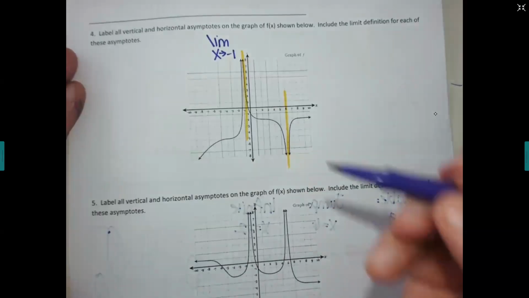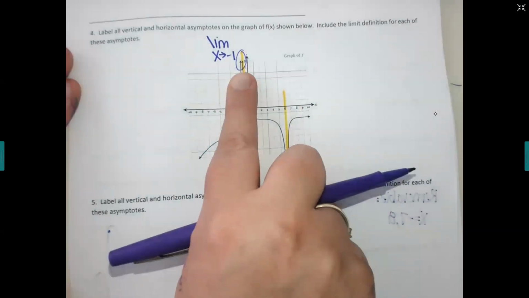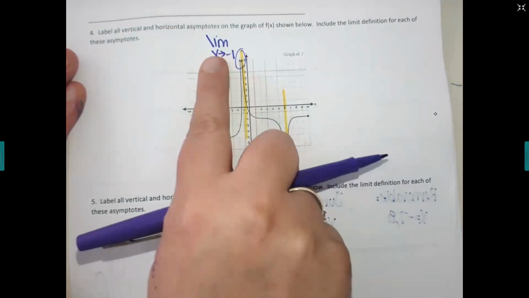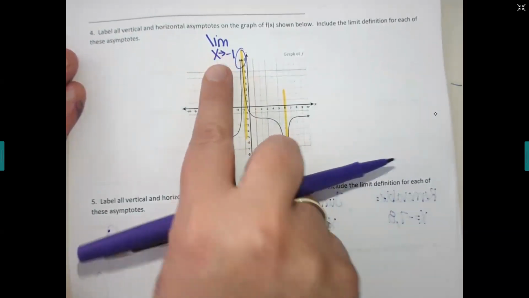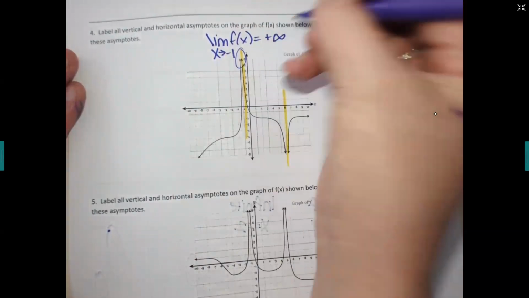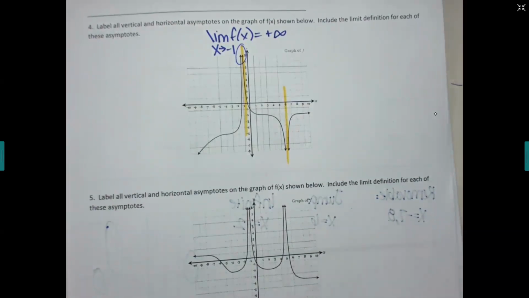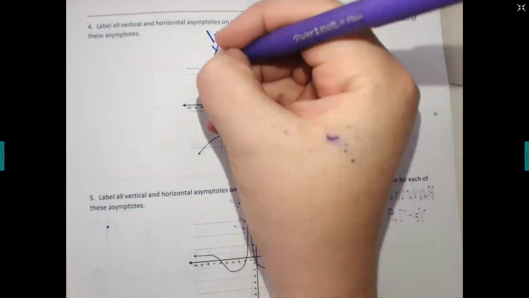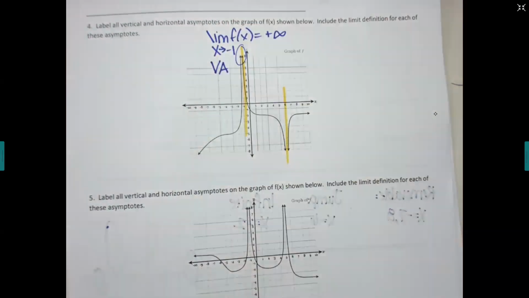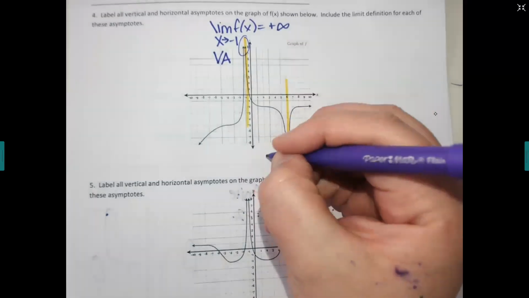And then what are the ends of the graph doing as I get closer and closer to -1? They're going up to infinity. So I would write the limit as x gets closer and closer to -1 is going to positive infinity. And the positive indicates that that vertical asymptote is up. And then I'm gonna put here, that was a vertical asymptote.